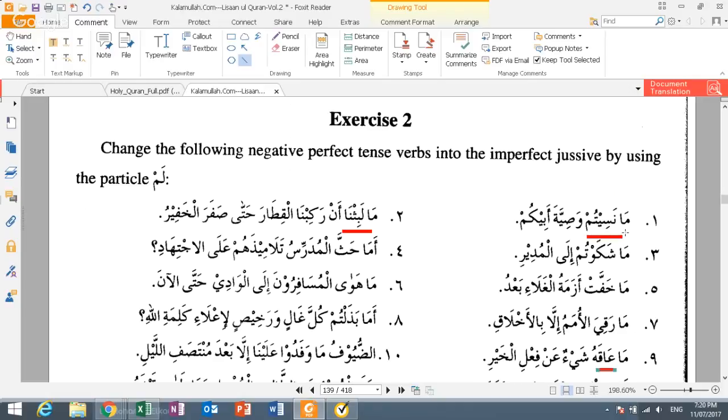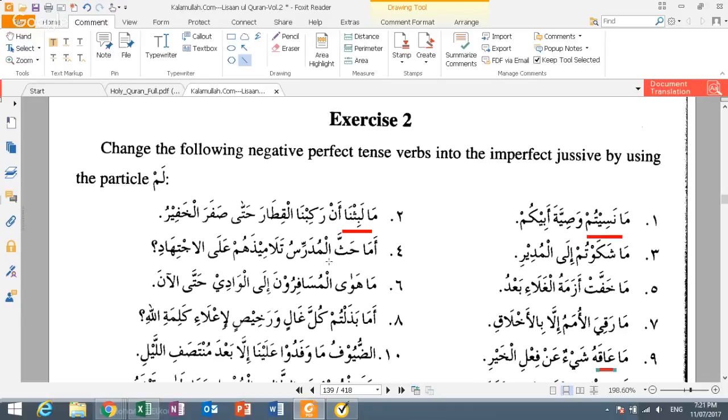Now make it. I put huruf jazm before. So let's say lam. So what will happen? Noon will be dropped. Lam tansau, or you put huruf jazm in the shape of lamul amr, li tansau, or la nahiya, la tansau, or lamma, lamma tansau, or in tansau. You understand?